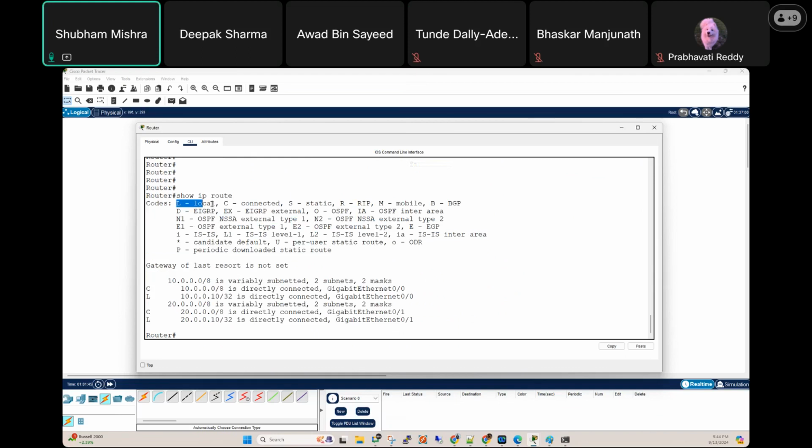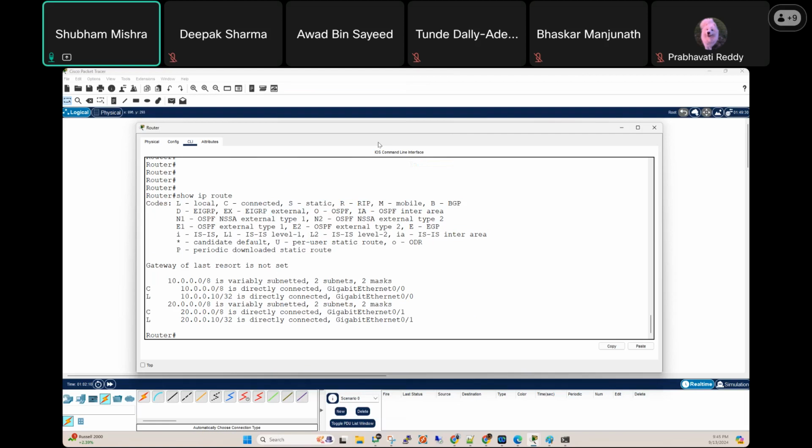So L means local, C means directly connected, S means static, R means RIP, B for BGP, E for EIGRP. Getting my point? So these are the codes. With the help of these codes, you can easily understand which protocol a route belongs to, whether it is local, directly connected, and so on.